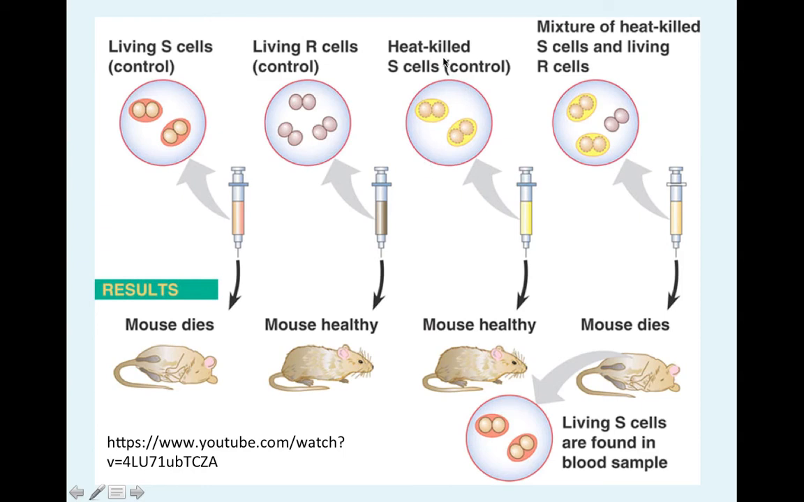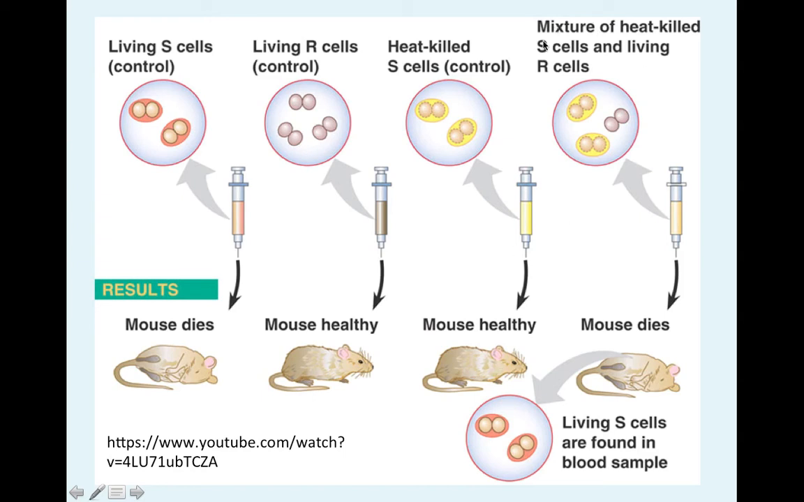The third thing is he took heat-killed S cells. He takes this bacteria that normally kills a mouse, heats it up, and destroys the enzymes. So now those enzymes don't work, and if the enzymes don't work, reactions don't work. If the bacteria isn't functioning properly, it's not going to be able to infect a mouse. So you heat-killed them, you inject them in there, and the mouse is healthy, no problem.